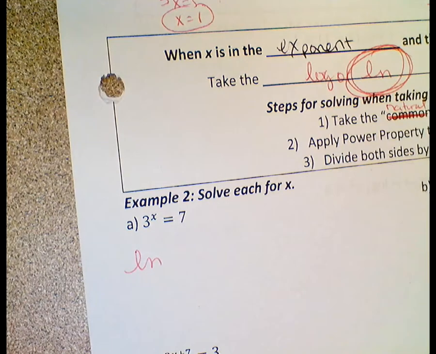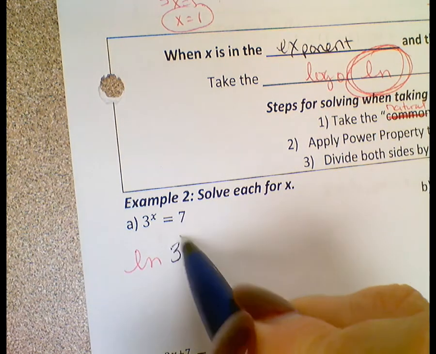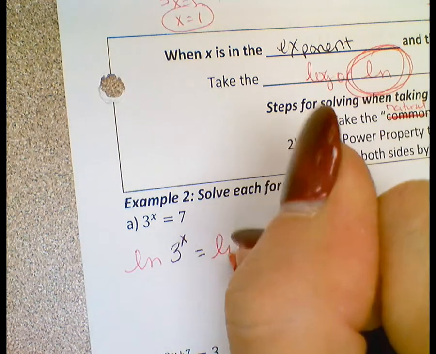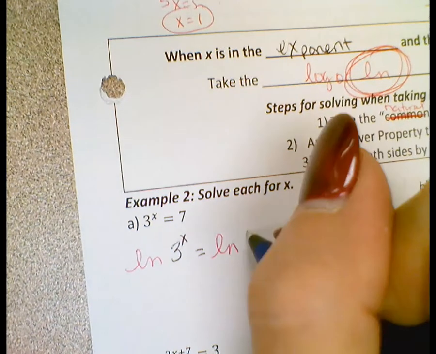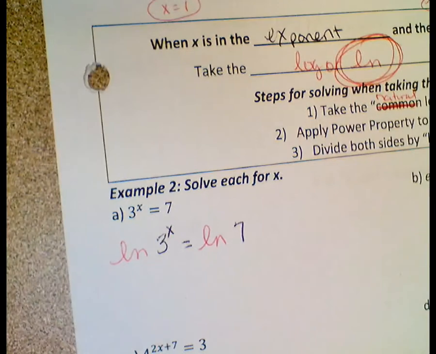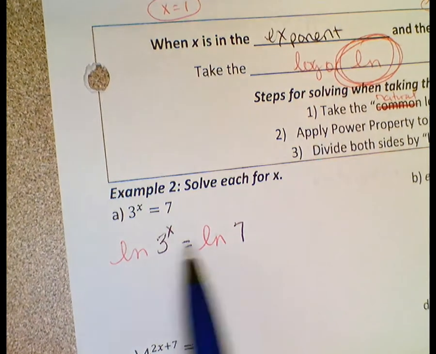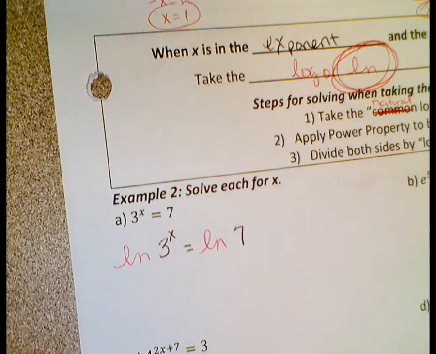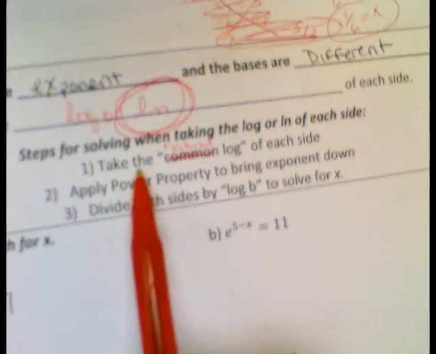So when bases are different, what you're going to do is take the natural log of 3 to the x, and then you're going to take the natural log of 7. So you're taking the natural log of each side. So there's your 3^x and there's your 7. They're still there. But whatever you do to one side, you have to do to the other. Now, that's the first step. Take the natural log of each side.